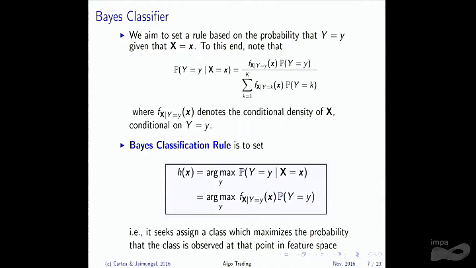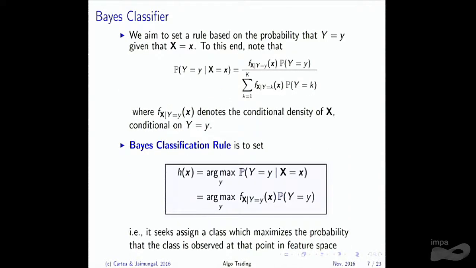So the Bayes classification rule is simply this. It's to say the classifier is, at some point in feature space, the class that maximizes the probability of observing that class there given the data you see. This, as it says here, maximizes the probability that the class is observed at that point in feature space. And of course, if you look at this formula, the denominator doesn't depend on y, so we can just get rid of it. It's the same thing as maximizing the product of the density times the probability of observing a class.